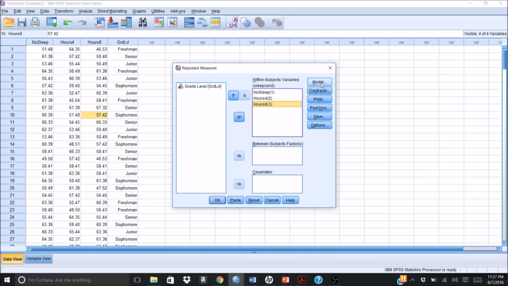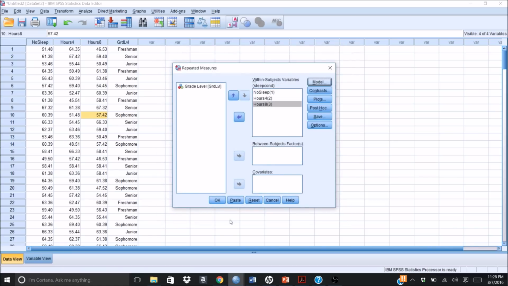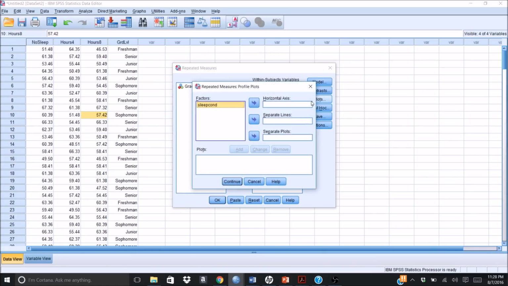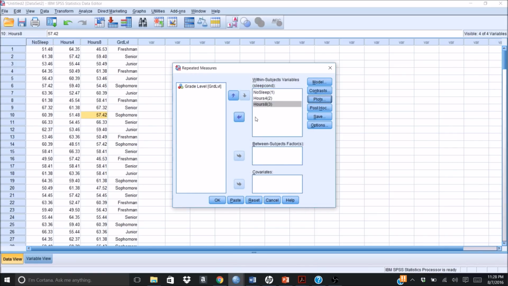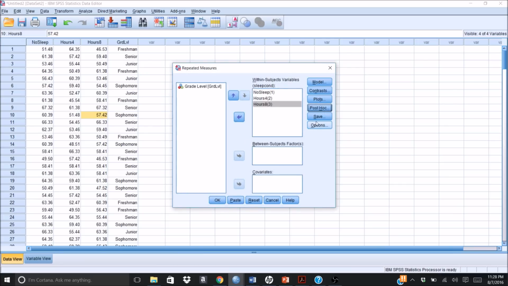Let's look at what they have to offer over here. Let's not get intimidated. Nope, we don't need that one. We don't need contrasts. We can do a plot if we want. Not really. There, we'll do sleep condition. Post hoc. Now we always want to do a post hoc, but for repeated measures, this is not where we get it from. This is actually where we get our post hoc for our between subjects ANOVA.